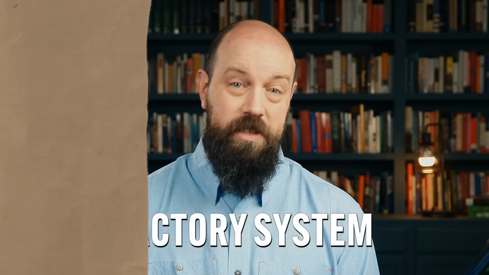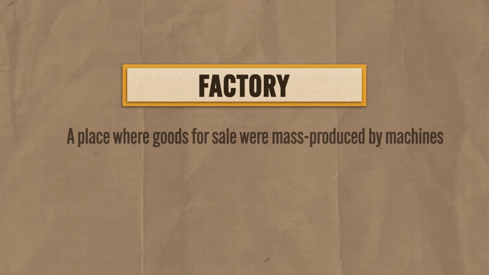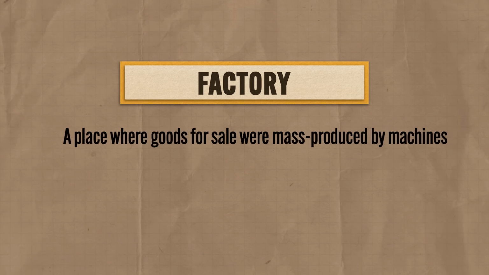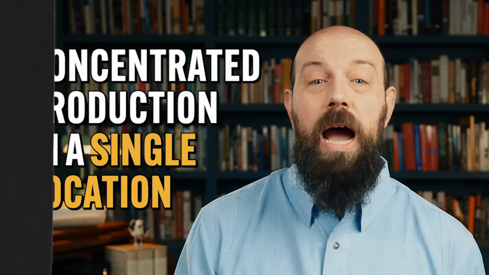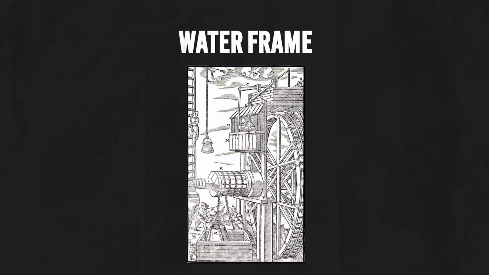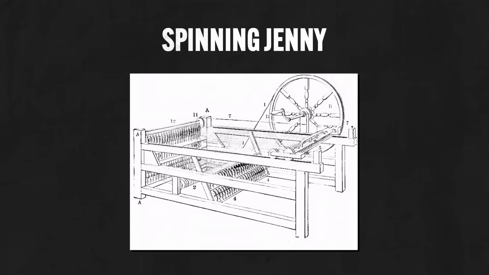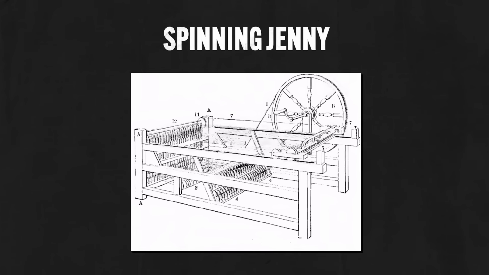But once that process began, a new kind of environment for that industrial work was developed, namely the factory system. So by definition, a factory was a place where goods for sale were mass-produced by machines. And the first iteration of the factory concentrated production in a single location and was powered by moving water thanks to the invention of the water frame. In textile factories, this was connected to a machine called a spinning jenny, which operated looms that created textiles way faster than they could be by hand.